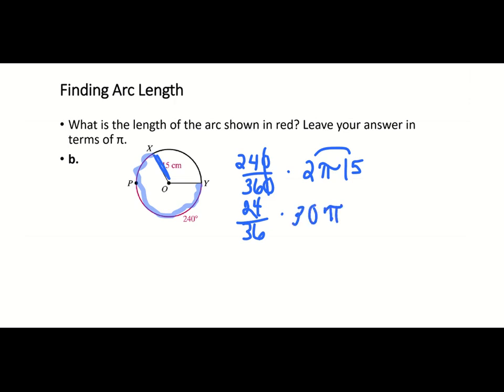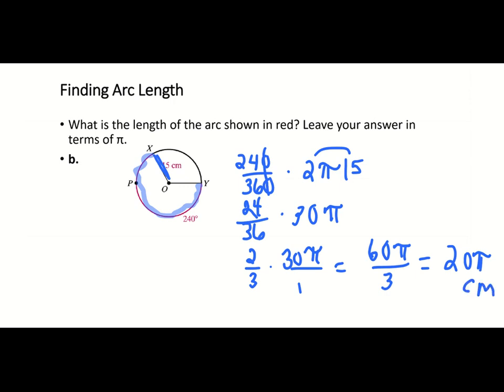Now, I do know that I can divide both 24 and 36 by 12. And if I divide them by 12, it becomes 2/3 times 30 pi. And if I simplify that fraction, it makes life a little bit easier to get started. Then I can do 2 times 30, which gives me 60 pi. 3 times 1 is 3. If I divide 60 by 3, I end up with 20 pi centimeters for my arc length.